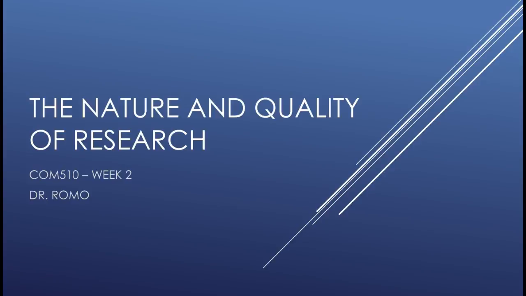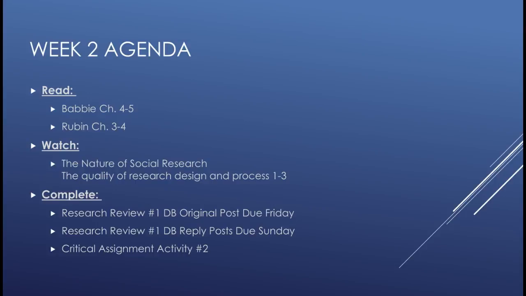This week we're looking at the nature and quality of research. In addition to looking at that, we are looking at the quality of research design and processes, in which you can see here in the week 2 agenda, we are reading chapters 4 and 5 of the Babby text and chapters 3 and 4 of the Rubin text.